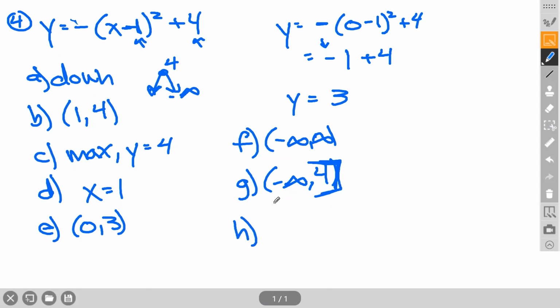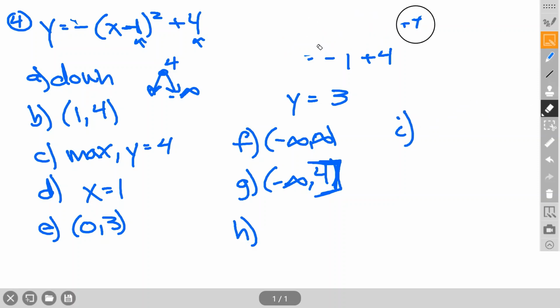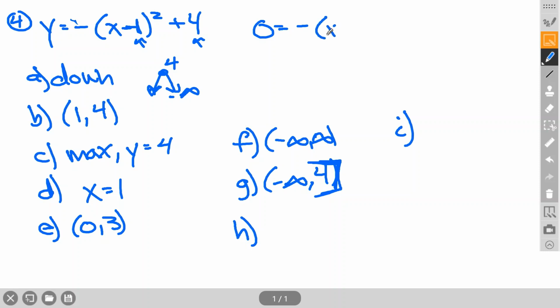H, refer to the answer key for the graph. And then I, to find the zeros, I will solve this equation. So I'll set the equation equal to 0. So 0 equals negative (x minus 1) squared plus 4. And I'll solve this using the square root method.